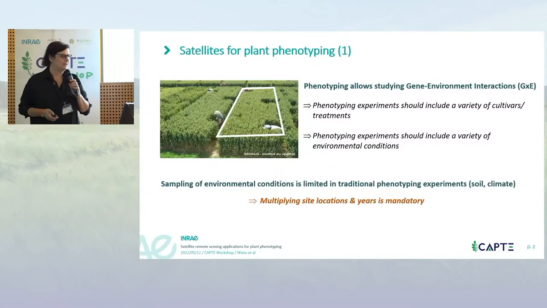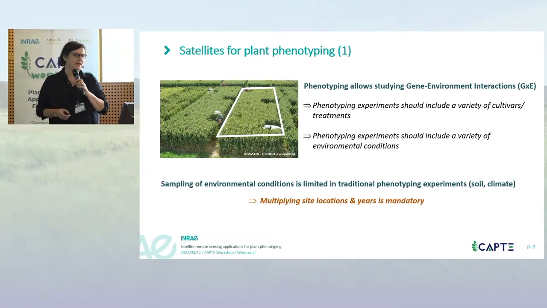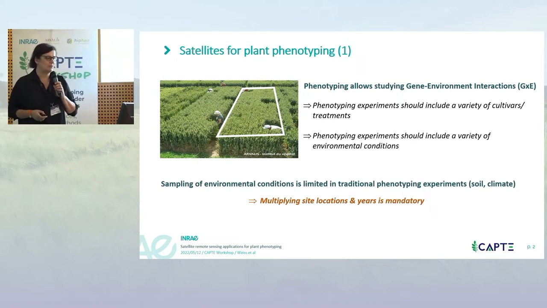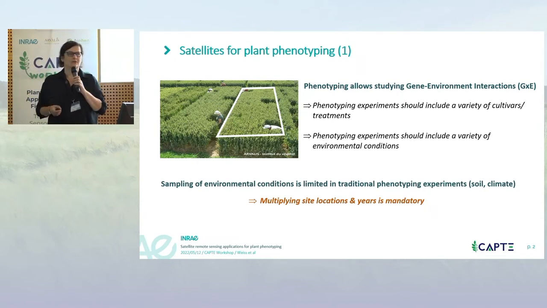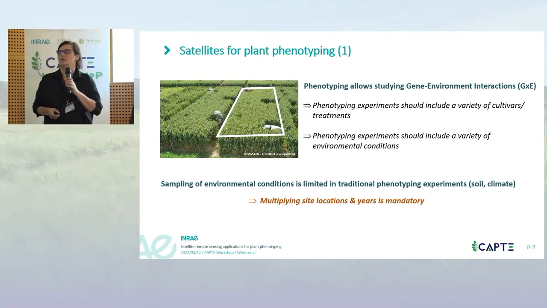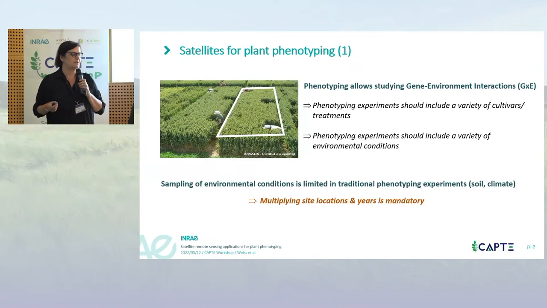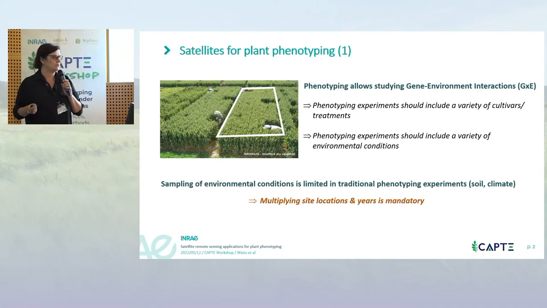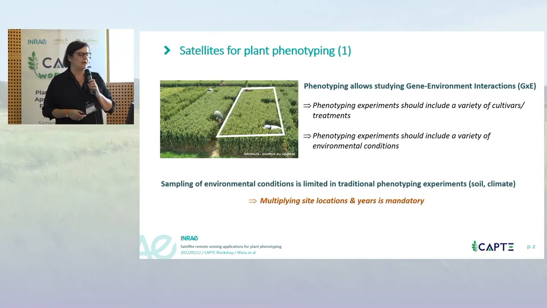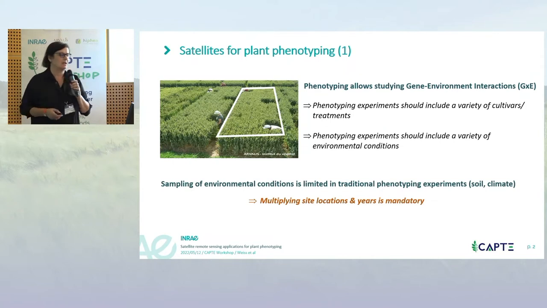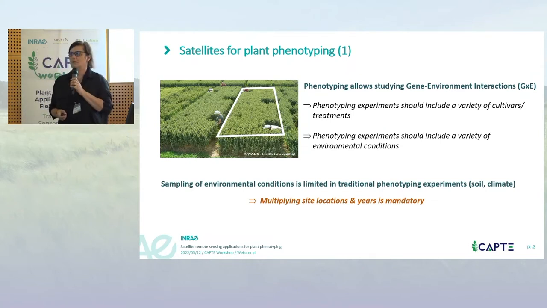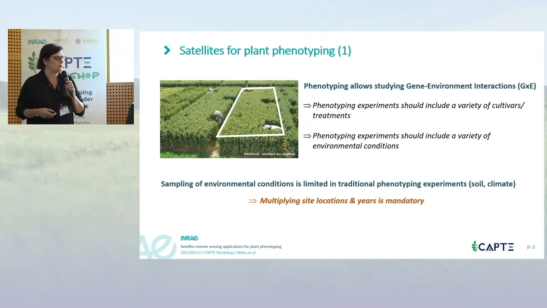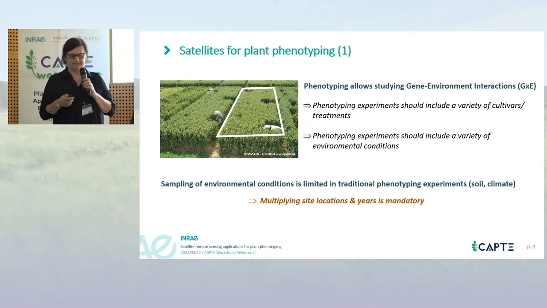Everybody in this room knows that phenotyping allows studying the gene-environment interactions. So when you are doing phenotyping experiments, you have to include a variety of cultivars and treatments to provide some kind of difference in the environment, but you don't sample the whole environmental condition as it is at the Earth's surface, especially the soil conditions and also the variety in climate. So it would be better to multiply the site locations and to better handle the whole system.